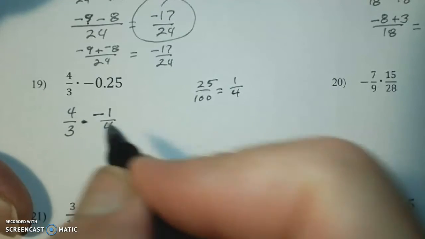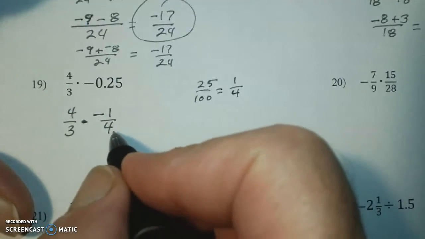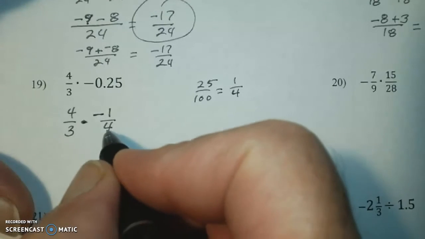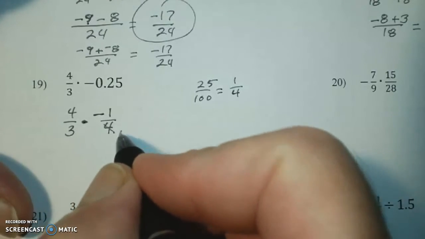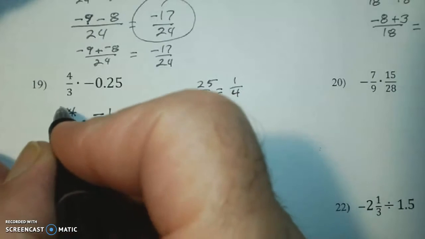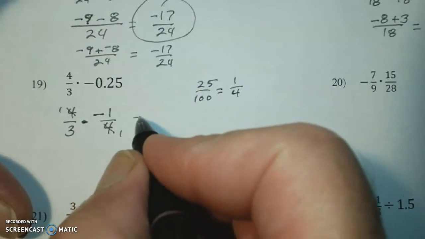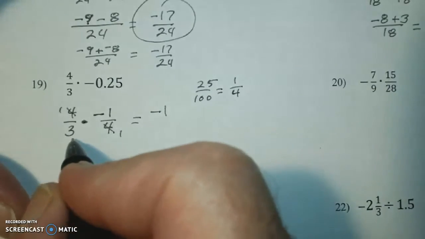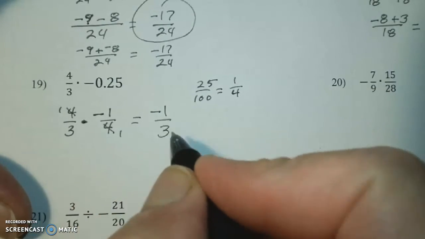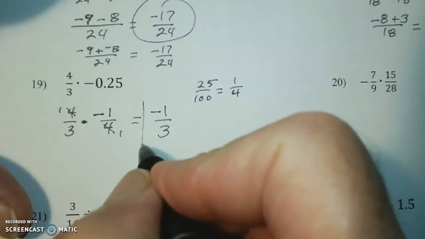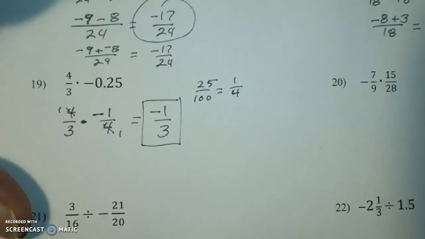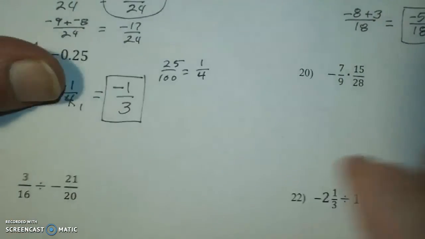4 and 4 are both divisible by 4. One's in the numerator, one's in the denominator. So divide them both by 4. This becomes a 1. This 4 becomes a 1. Now you have 1 times -1 gives me -1. 3 times 1 is 3. So the answer is -1/3.